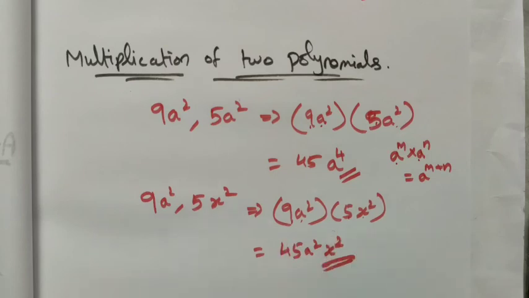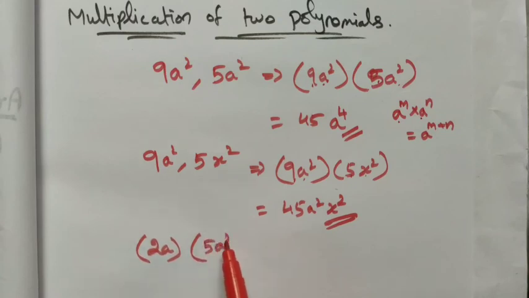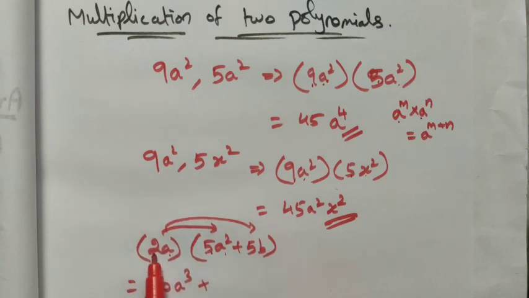This is the multiplication of polynomials. In lower classes we have already learned binomial into binomial and monomial into monomial, like this, right? Suppose 2a is one of the terms and 5a square plus 5b is another term, then you have to multiply each and every term, right? That is the condition. 2 fives are 10. A into a square is a power 3, plus 2 fives are 10, a into b is ab.